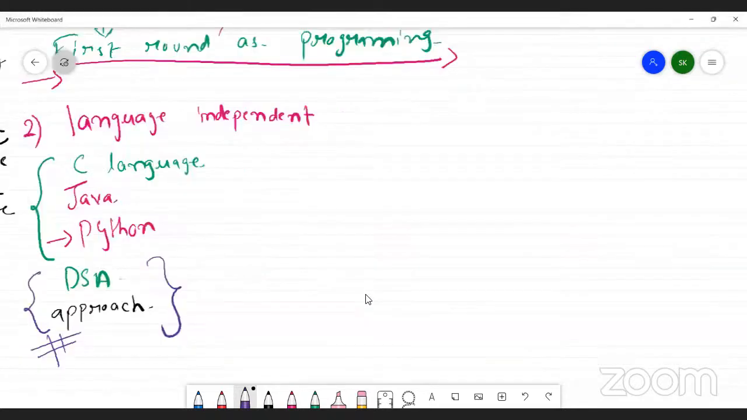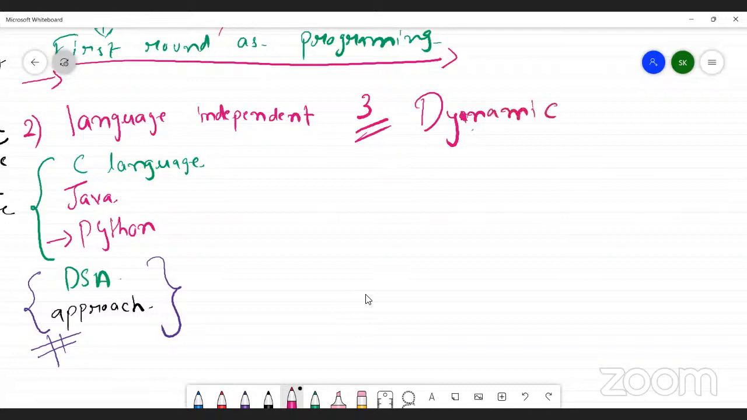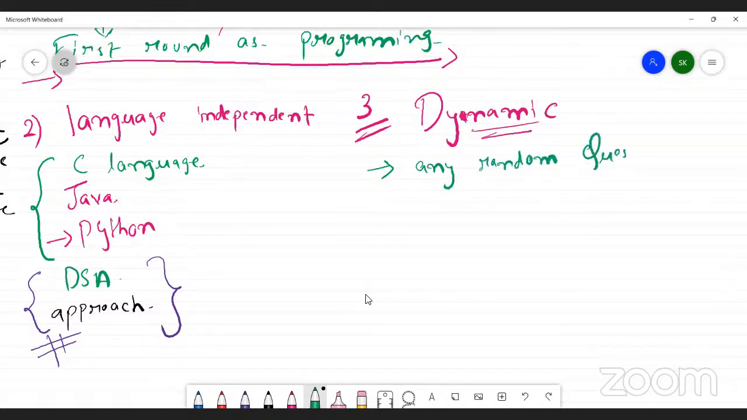Okay. Now, the third best thing about DSA and why interviews prefer it is that it is dynamic. Now, what is dynamic here? Dynamic in the sense that it can't be prepared for an interview. When you're going for the interview, you can't just see a particular question and think, okay, this will be asked. Any random question can be asked in the interview, and at that instance, you need to answer it.